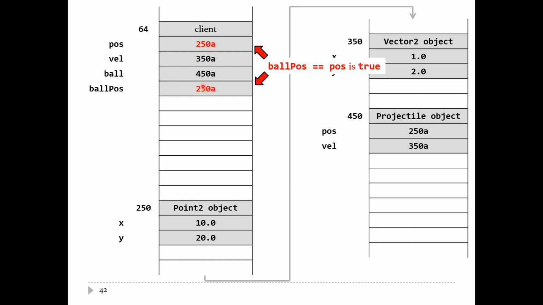In other words, the value that it returns is the address 250, right? And that's the same address or the same reference that is stored in the variable POS, right? So that value and that value are the same. So equals equals just compares that value and that value, right? And so that expression is true, right? POS and ball POS are in fact the same object.